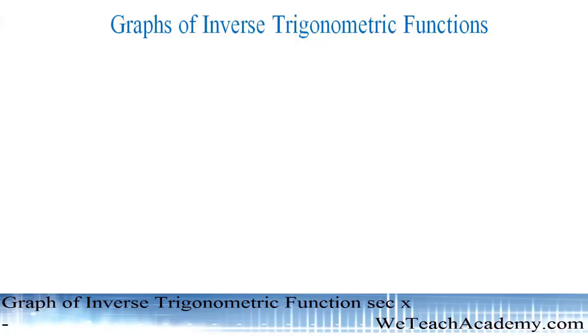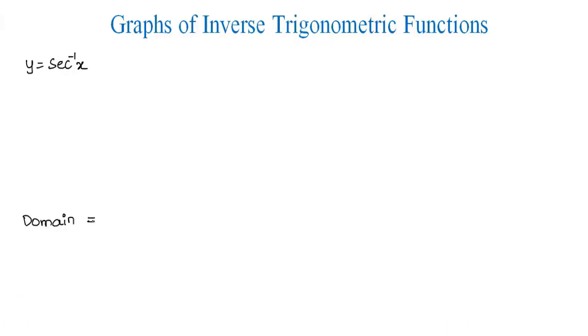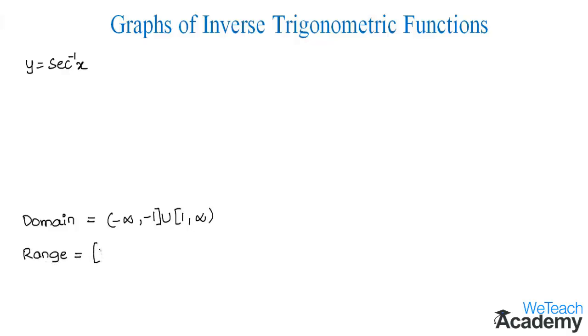Hello friends, in this video we are going to discuss the graph of the inverse trigonometric function y equal to secant inverse x. We already discussed that the domain of this function is minus infinity comma minus 1 union 1 comma infinity, and the range of this function is 0 comma pi by 2 union pi by 2 comma pi. Make a note that if we have this type of bracket, it means that minus infinity and plus infinity are not included.